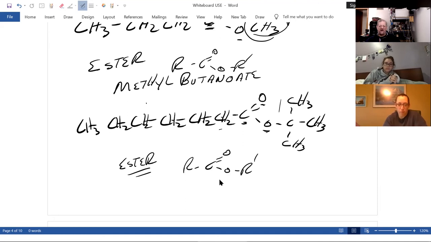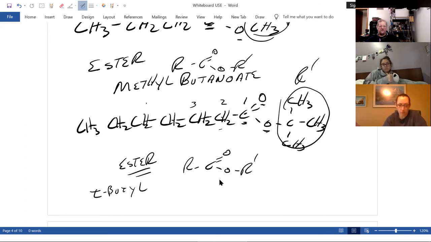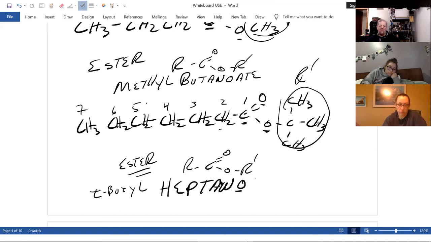And now I'll name R prime as the alkyl group it is, my favorite, tert-butyl. Then I'll count how many carbons are in the longest chain with the carbonyl carbon. 1, 2, 3, 4, 5, 6, 7. That's heptane. Drop the E, add O-A-T-E. Add O-A-T-E, and you have tert-butyl heptanoate.